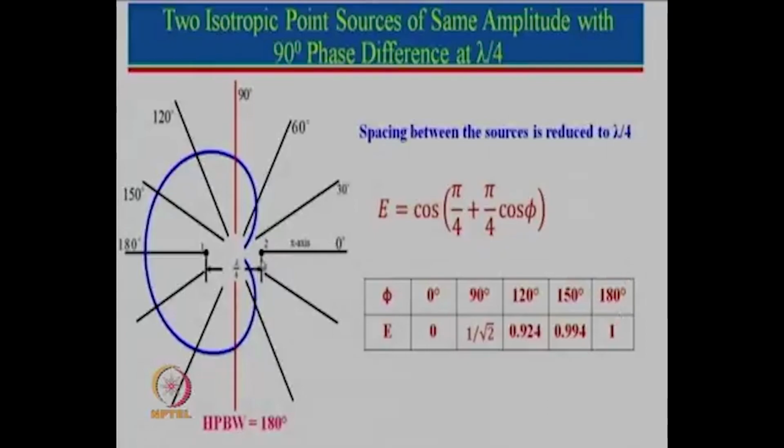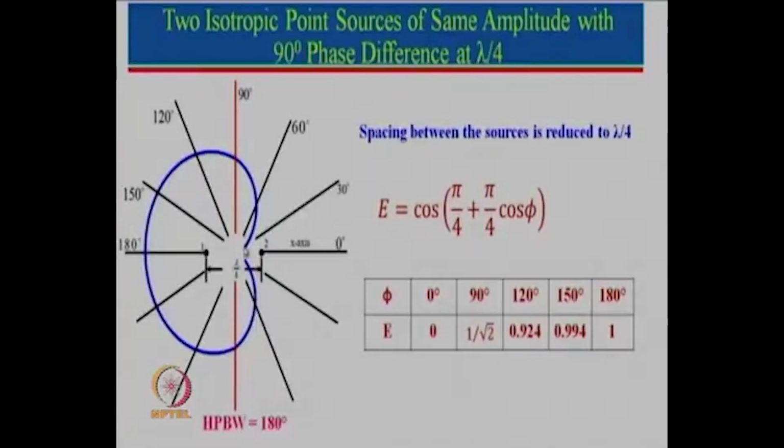So now coming to this one here, if we start plotting, this is 0 degree, and at 60 degree it is increasing, over here it becomes 1 by square root 2, and the beam maxima is over here, and then it is coming back to this. Now if you look into here, the back radiation is almost negligible.